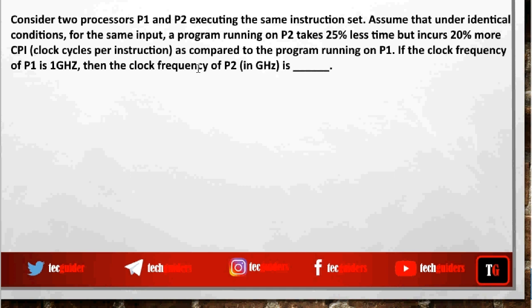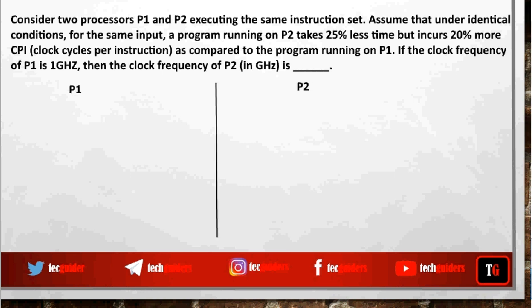Consider two processors P1 and P2 executing the same instruction set. Assume that under identical conditions for the same input, a program running on P2 takes 25% less time but incurs 20% more CPI as compared to the program running on P1. If the clock frequency of P1 is 1 GHz, what is the clock frequency of processor P2?